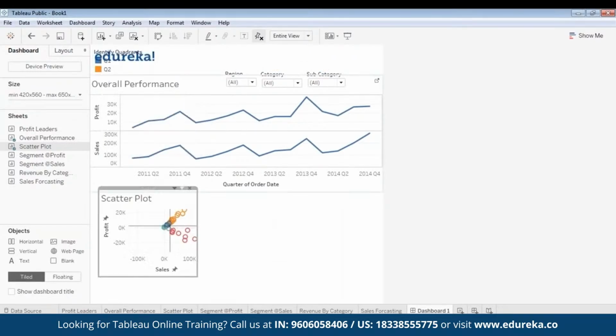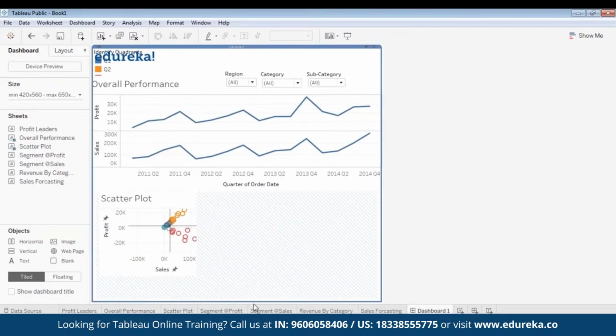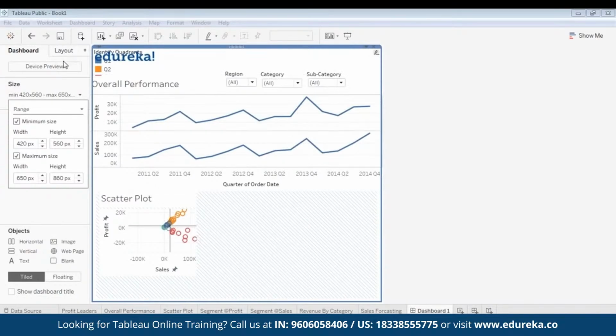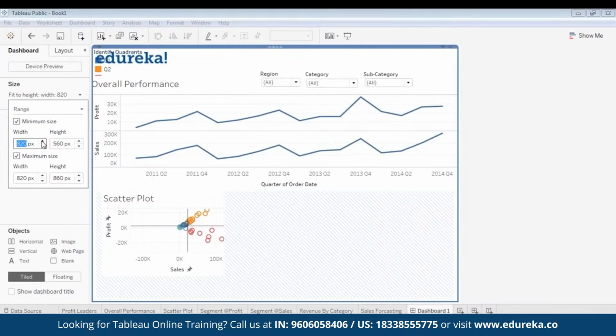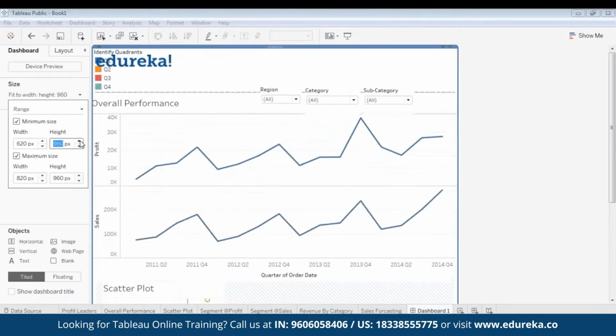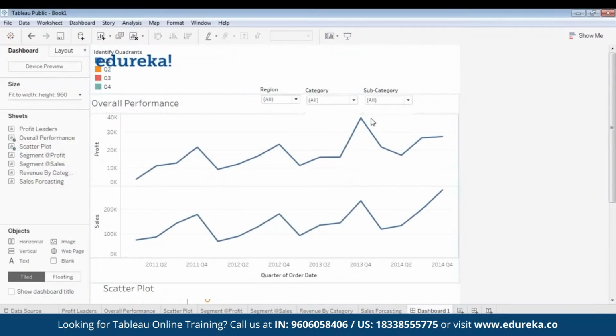I'll come down. So guys, right now I am having space till here only, right? I don't think this much space will be enough for me to represent both my overall performance and scatter plot. So you can change the size of your dashboard also from here. If you just change this one, can you see your width is increasing? If you change this, your height is increasing, right? So that's the way you can represent it. So now my scatter plot is here.